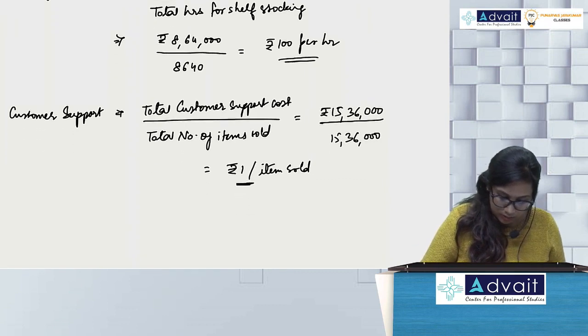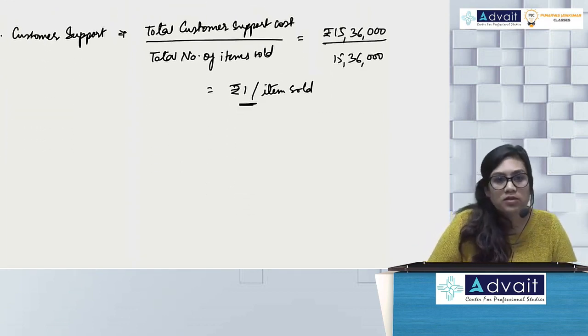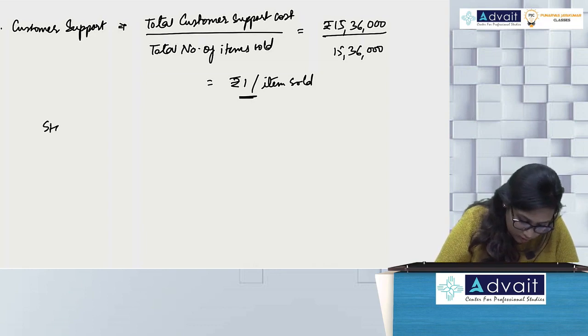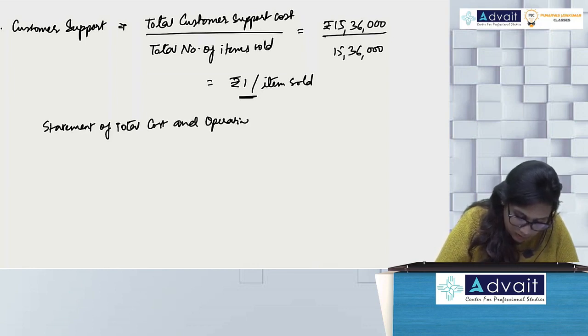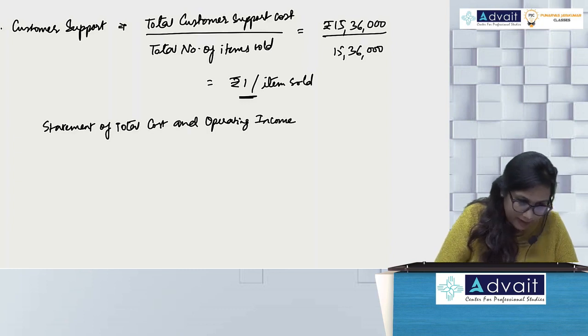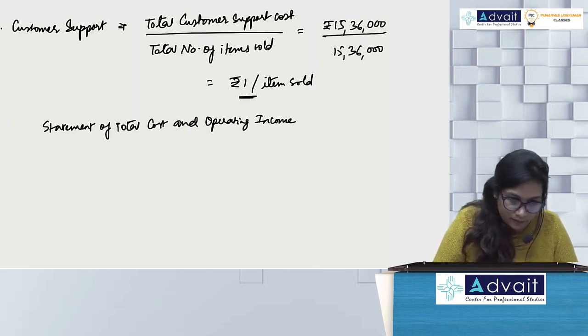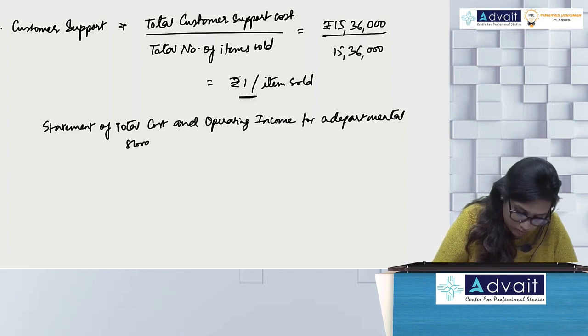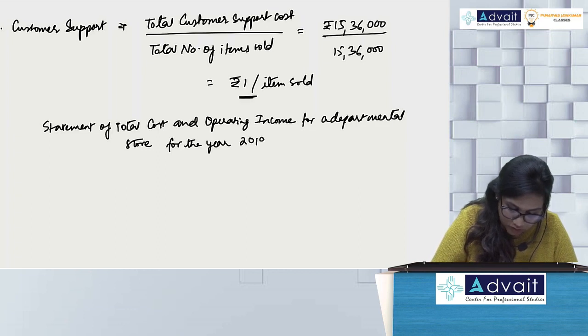So we have calculated our activity rates, activity or cost driver rates. Now we will calculate our statement. We will show the statement of total cost and operating income for a departmental store for the year 2019-20. Did they give it any name? No.